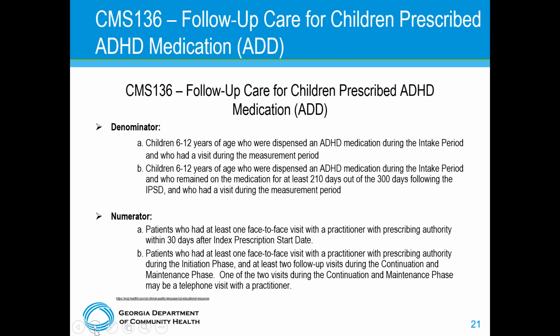The 2 rates for the numerator are specifically looking for those patients who had at least 1 face-to-face visit with their practitioner with the prescribing authority within 30 days after the prescription start date. And the second rate is those patients who had at least 1 face-to-face visit with their practitioner during the initiation phase and at least 2 follow-up visits during the continuation and maintenance phase. Now, it's really interesting and cool that one of the two visits during that continuation and maintenance phase can be a telehealth visit from the practitioner. Next slide.